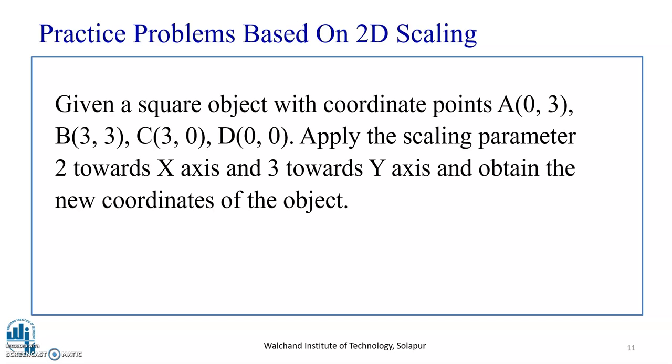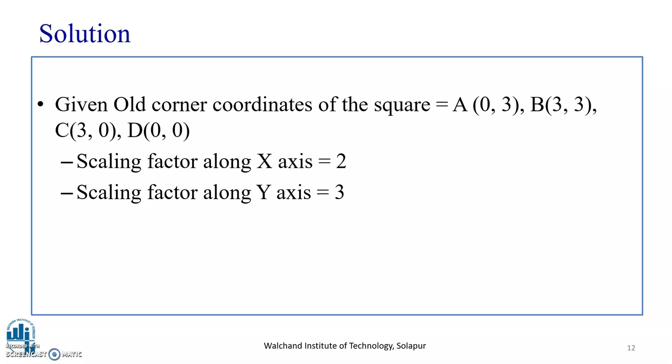Given an object ABCD, it is a square or a polygon, you can say, because it is not having uniform coordinates. Here you have to apply the scaling parameter 2 in the x-axis and 3 in the y-axis. So we solve the problem now.